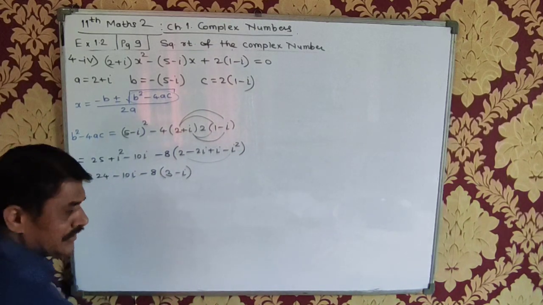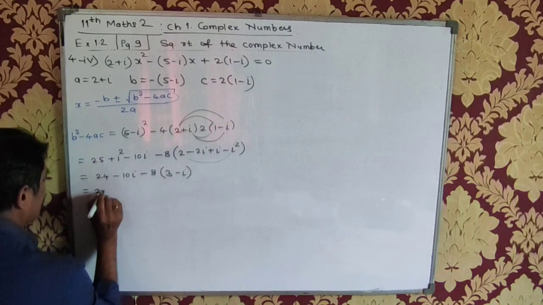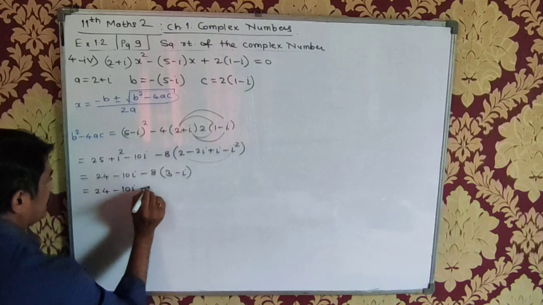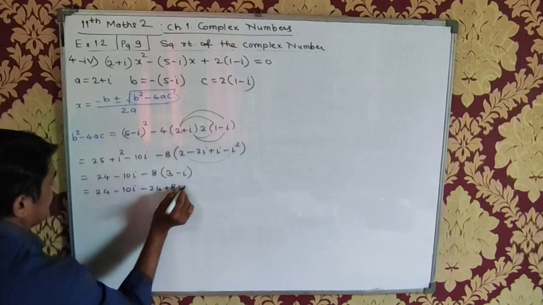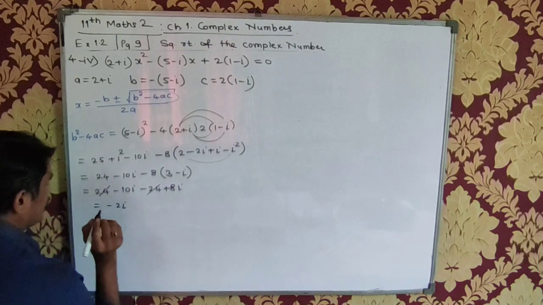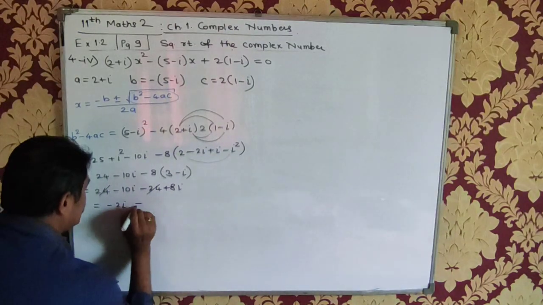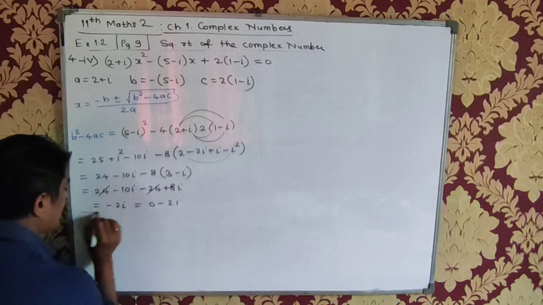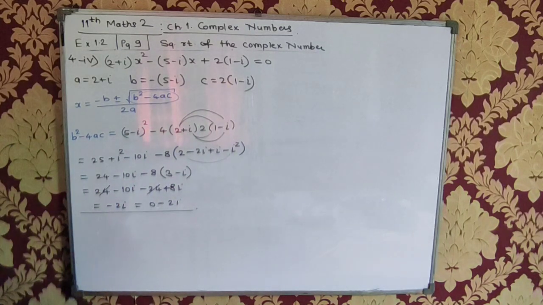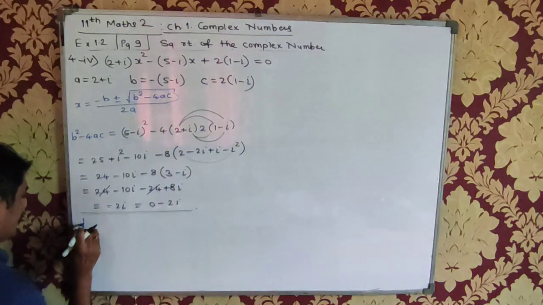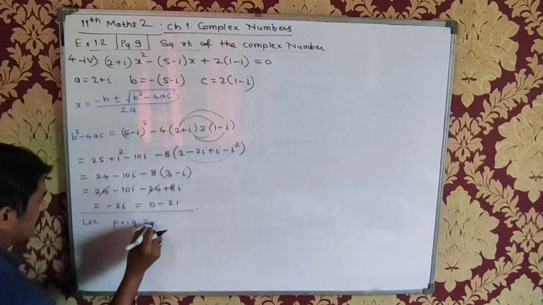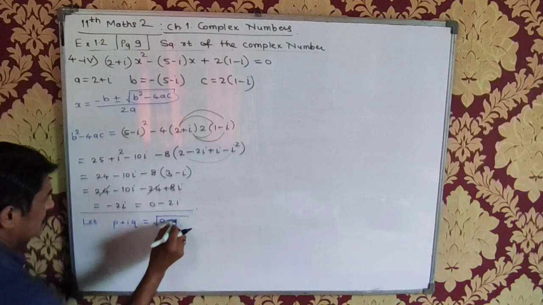Agree? So that will give me 24 minus 10i minus 24 plus 8i. So this will become minus 2i. Basically this is 0 minus 2i. Now I need its square root, isn't it? Let p plus iq be equal to the square root of 0 minus 2i.